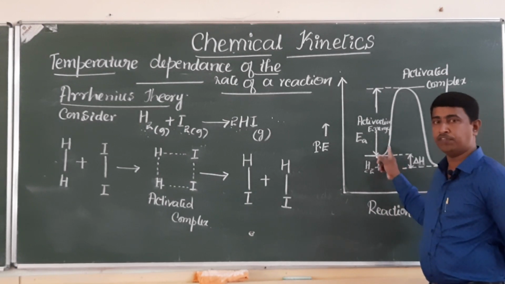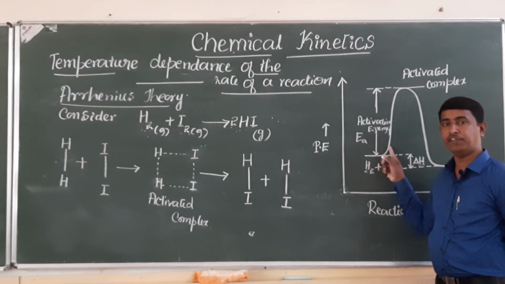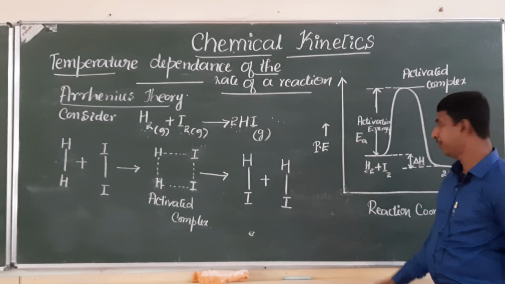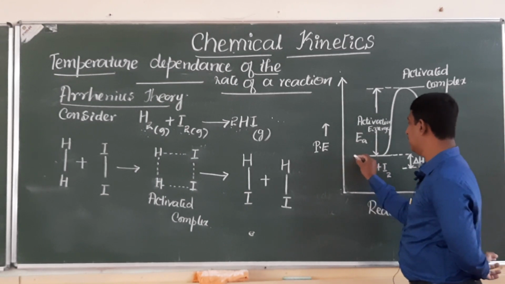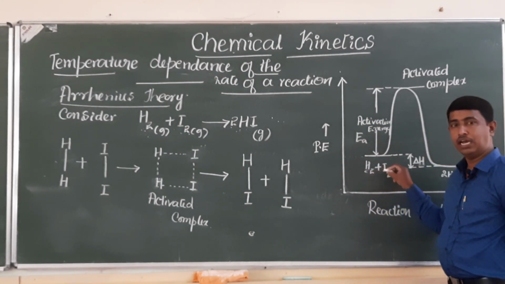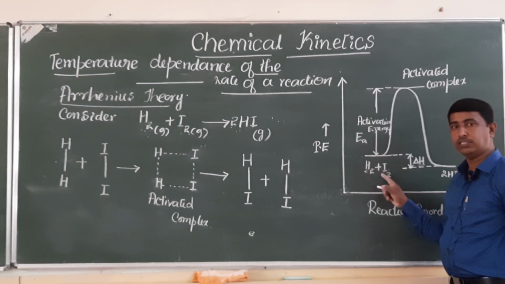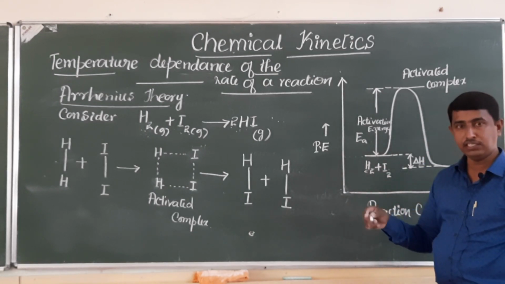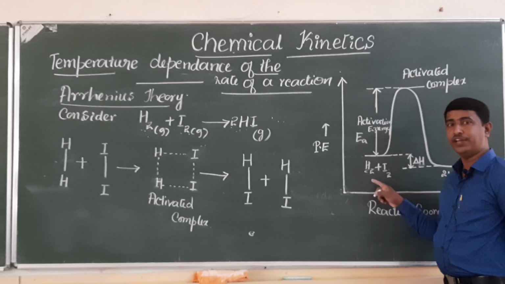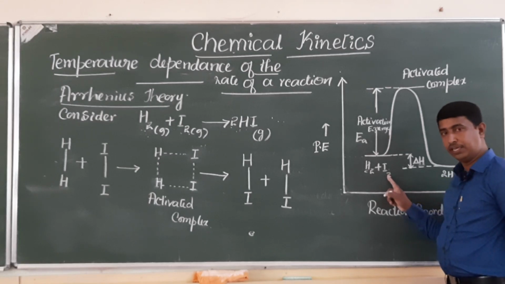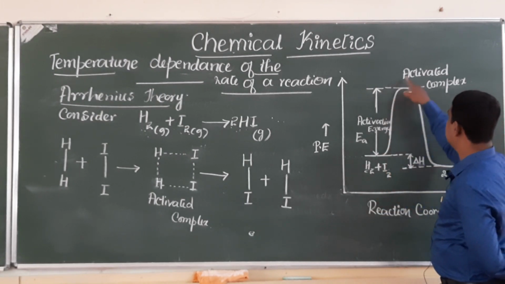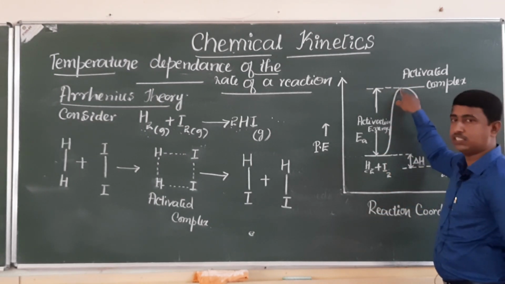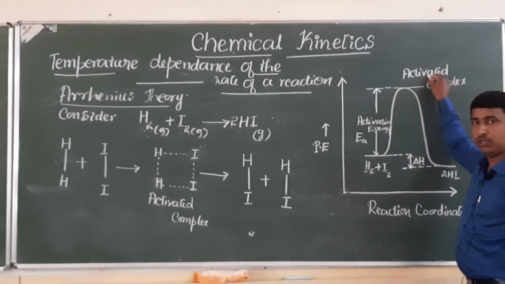This is the energy profile diagram, or energy barrier diagram. You can see the reactants here, that is hydrogen and iodine. This is the energy of hydrogen and iodine. So when a molecule of hydrogen collides with a molecule of iodine, an unstable intermediate is formed. This is the unstable intermediate. It is called the activated complex.